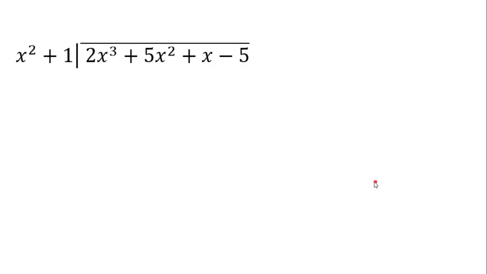Okay, so if you're back, you hopefully have completed this problem. Let's go through it and see how we did and if there are any things we need to talk about. So this one's a little bit different. We're dividing this quadratic by a cubic.